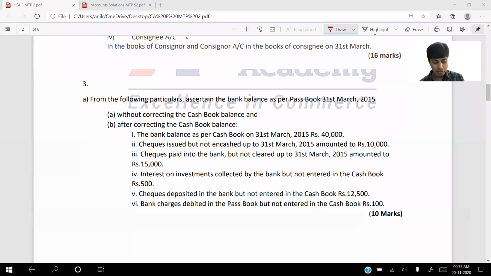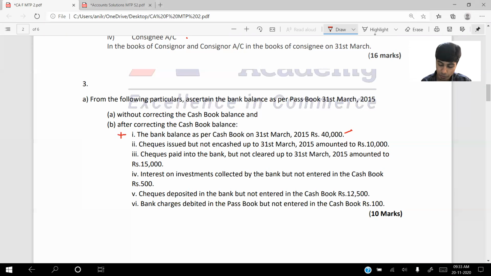Perfect. So the balance as per cash book is 40,000. That's our starting point. Then checks issued but not encashed. When the checks are issued, the cash book balance is reduced, but these checks are not encashed. The passbook balance is not reduced. When the checks are issued, cash book balance has come down, whereas the passbook balance has not come down. So where are we making changes? Cash book. What is it that I have to do? I would have to add. So this is an add item. I would have to add this.